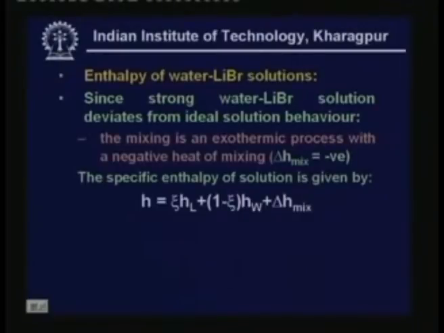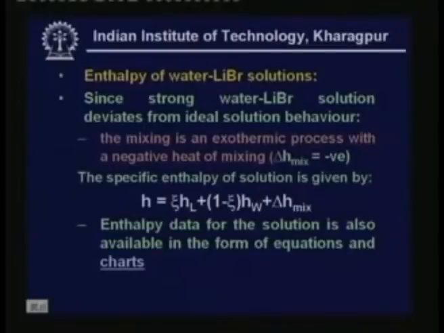And delta h mix is the heat of mixing, and in this particular case the heat of mixing is negative because this particular solution deviates in a negative manner from the ideal solution. That means the mixing process is an exothermic process. So when you mix water with lithium bromide solution, heat is generated. And enthalpy data, just like your vapor pressure data, is also available in the form of empirical equations and charts. Let me show a typical chart here.